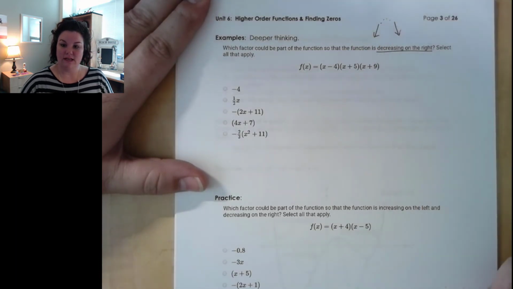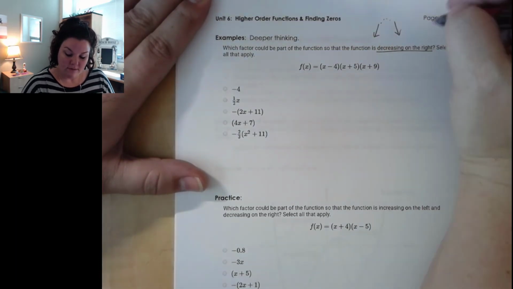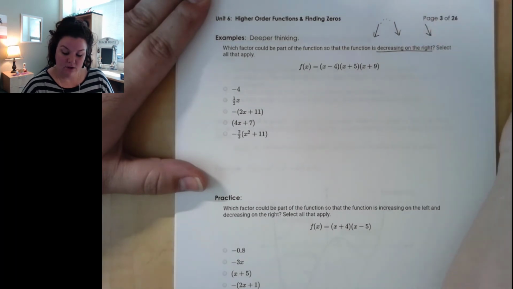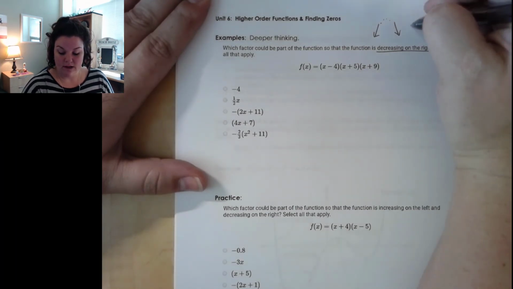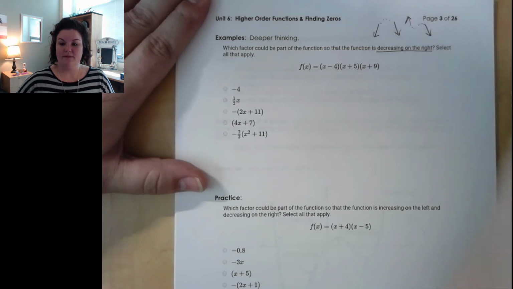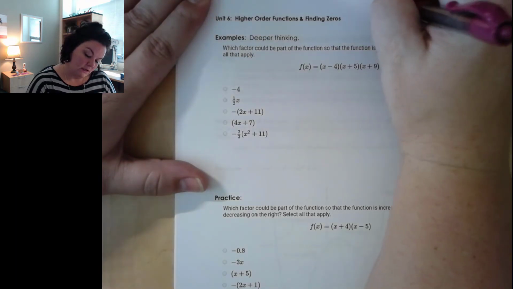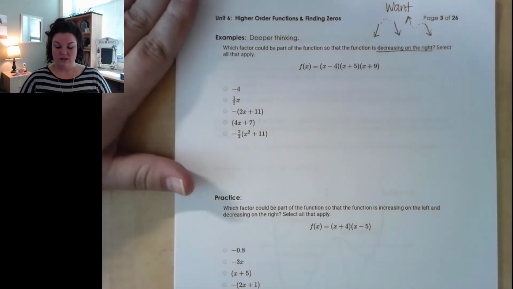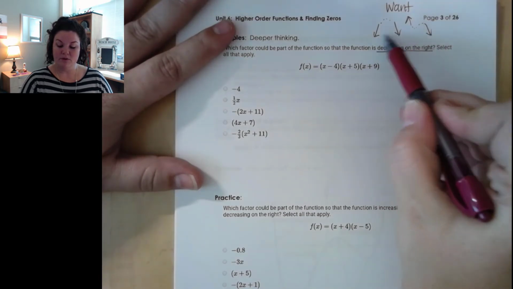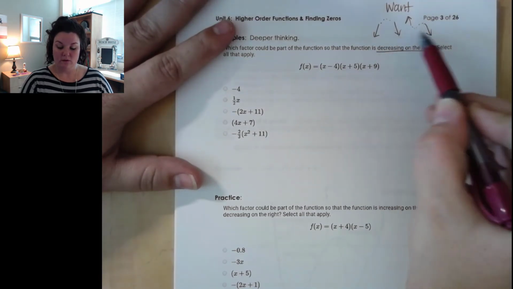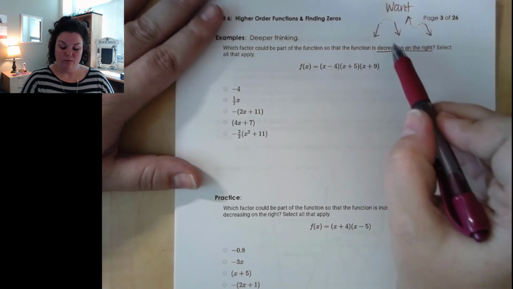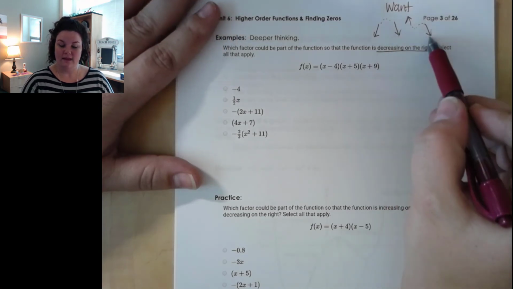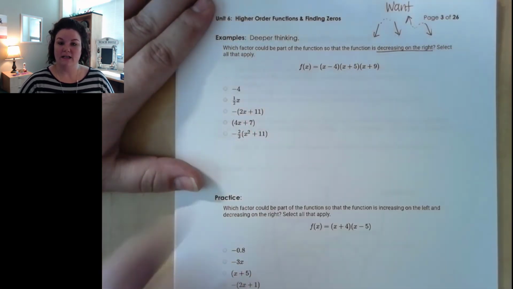So it could be something that looks like that, right? Or if it's going down on the right, it could also be one that is going up on the left, right? It could be something like this. So this is what we want. We want a function that's going down on the right. So either we need both sides down or we need the right side down and the left side up. If we can come up with something that looks like that, then it satisfies what they're asking us for.